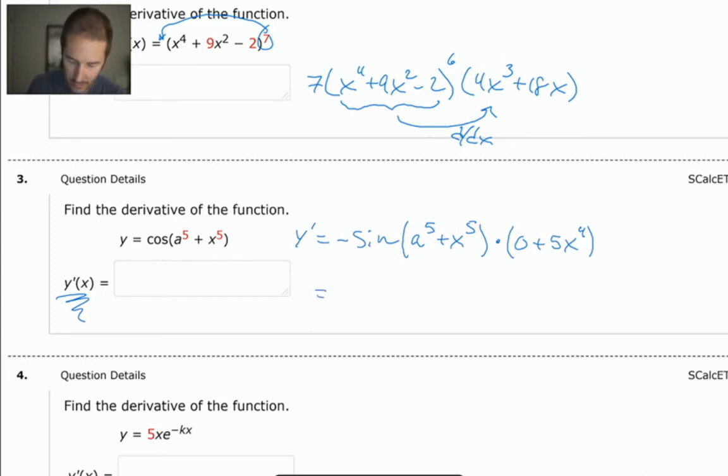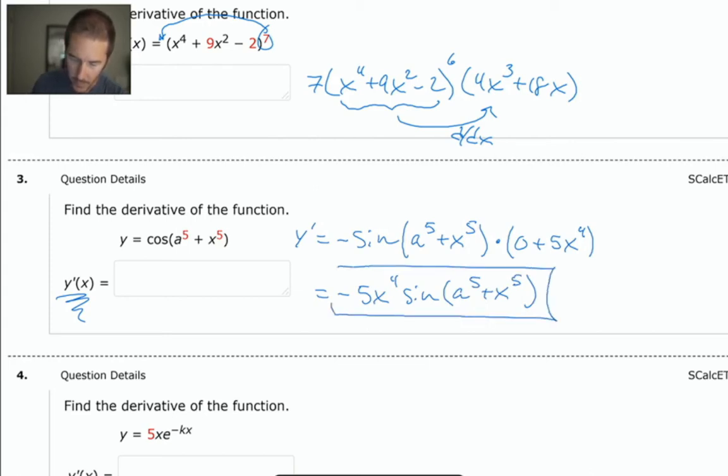I would say that it's fairly typical to write this as negative 5x to the 4 times the sine of a to the 5 plus x to the 5. We saw that once previously where there was a multiple like 2x squared out here, and we moved it back over and put it into the mix. I think that's how I phrased that. So that's all we're doing, shuffling things around here. That looks pretty good.